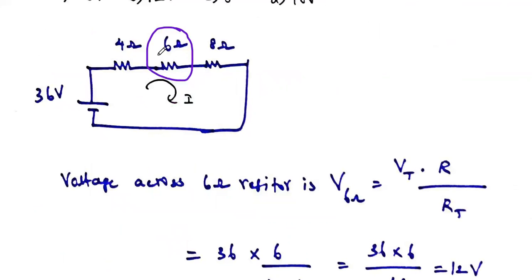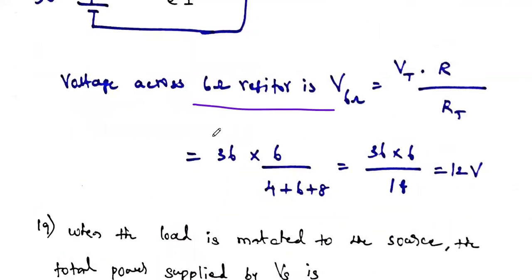In order to find this, we can use the voltage division theorem. In a series connected network, the total voltage of 36 volt is split into the voltages dropped across the resistors depending upon the resistance value. According to the voltage division theorem, to find the voltage across the 6 ohm resistor, that voltage is equal to the total voltage VT, 36, into that particular resistor divided by the addition of all resistors.